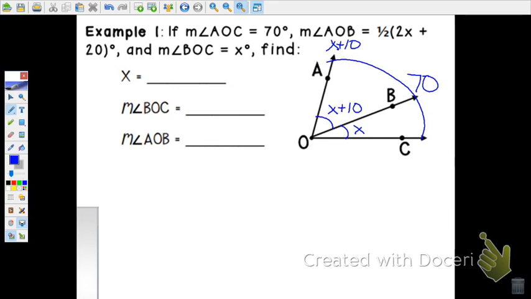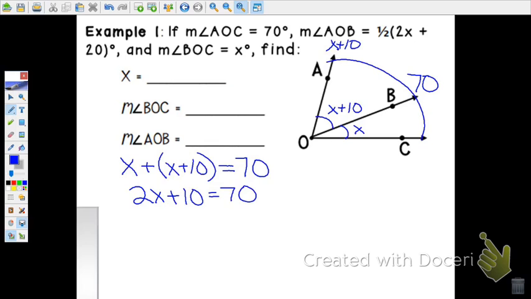So what's my equation going to be? What do I have to do? x plus 10 plus x equals 70. I have to add the two pieces together. So I have an x and I have x plus 10. Parentheses aren't necessary. I just use them to show that I'm adding the two pieces together equal to the whole. So 2x plus 10 equals 70. I'm going to combine like terms.